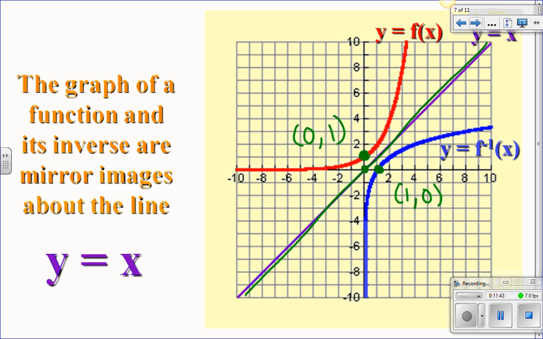What other points can we find? Here we have the point 2, 4. And in the inverse, we have the point 4, 2. So that's what's happening with every single one of these points. When you do the inverse of a function, it's just going to switch the x values and the y values.